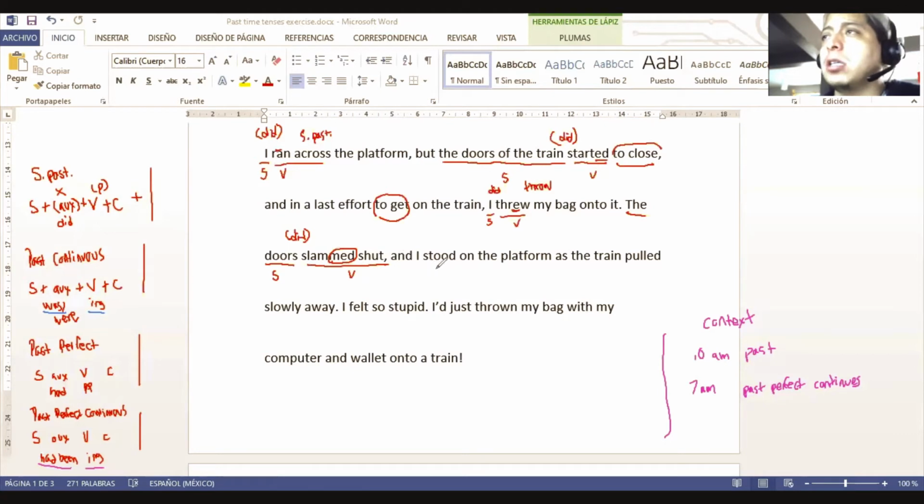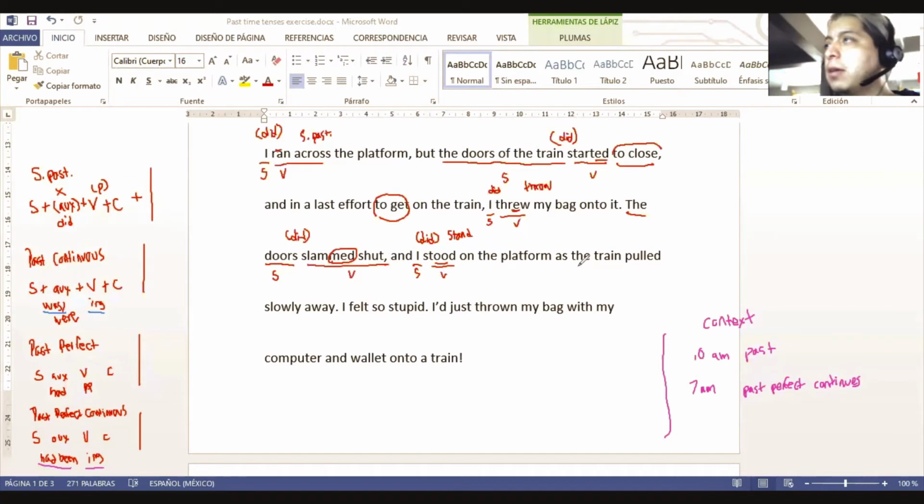They slam shut. And I, subject, the verb is stood, the auxiliary is did. This is in the past. The normal verb is stand. Stand is to be on your feet. In this moment, I am not standing. I am sitting in my chair. But when I stand up, standing up means that you are on your feet, to stand. So this person was standing, or in the simple past, he stood on the platform. So he was doing nothing. He was just looking at the train.